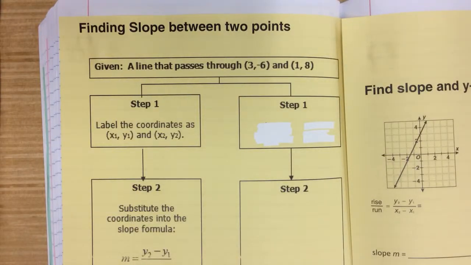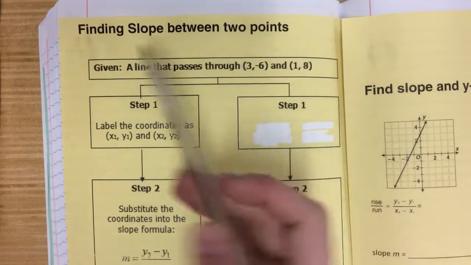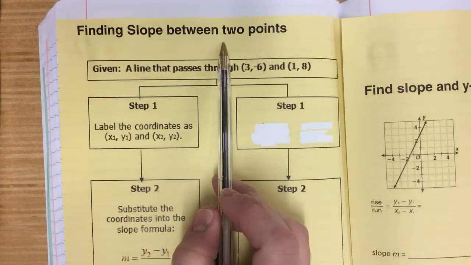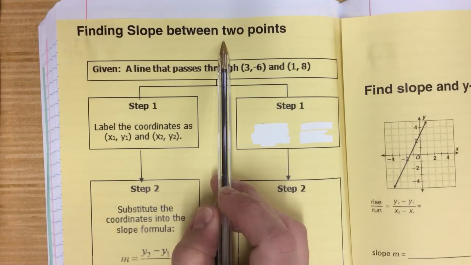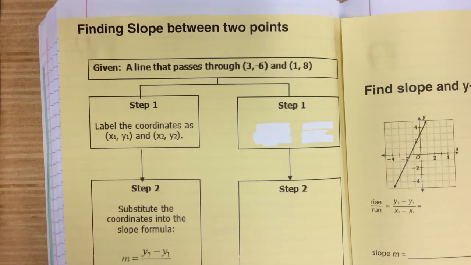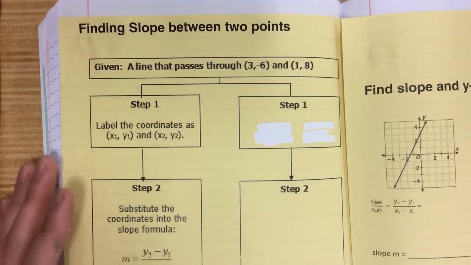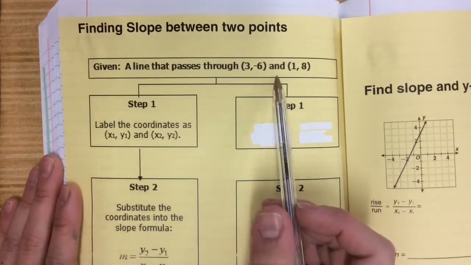Okay guys, make sure that you find the page of notes that says finding slope between 2 points. It is the 5th yellow page on your notes, the 5th one for this chapter. Make sure that you pause the video if you need more time to find this page. Okay, so finding slope between 2 points.